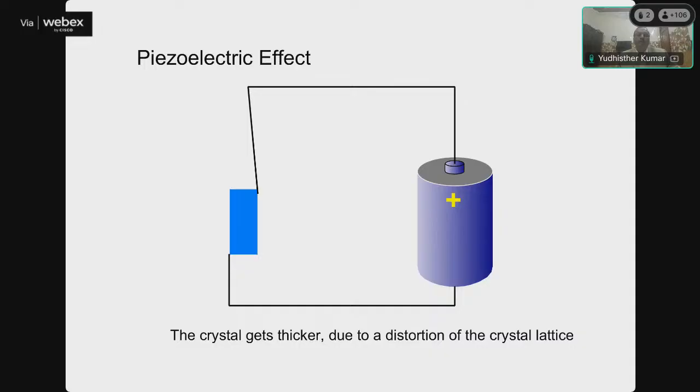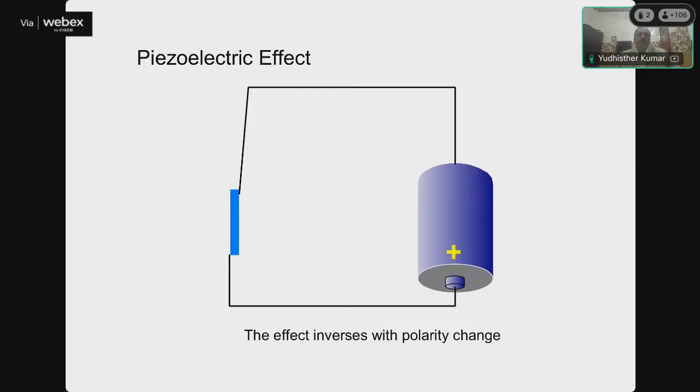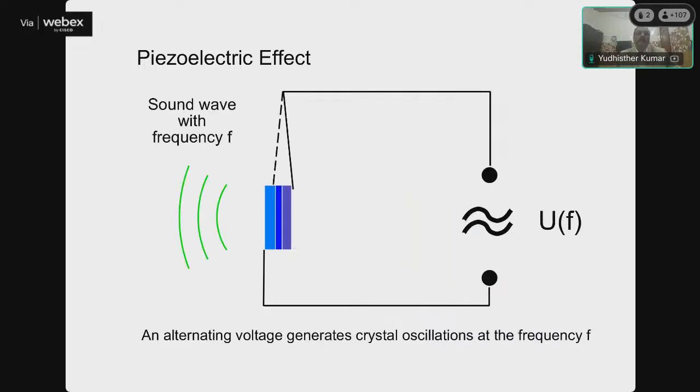If we change the polarity of the voltage applied to the crystal, we see that the effect inverses. So if we apply an AC voltage, an alternating voltage, it generates crystal oscillations at the frequency f at which we are supplying the voltage. So sound frequency or ultrasound frequencies are given to the crystal to emit the sound waves.